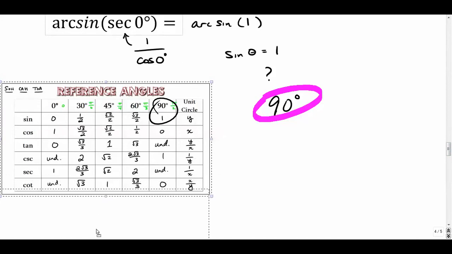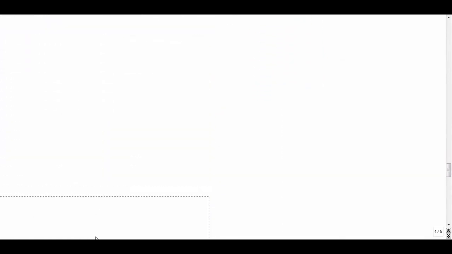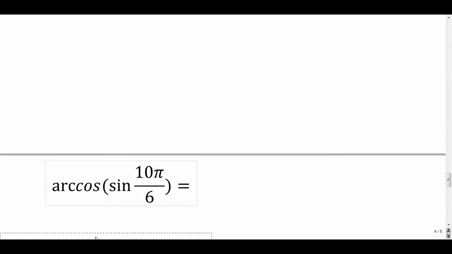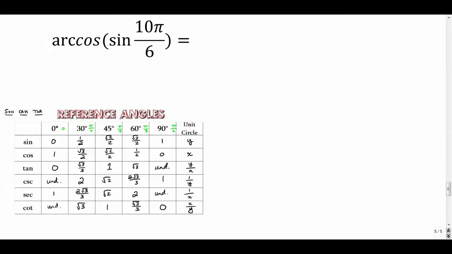Last one. And in this last one, we're back to radians, so my answer should be in radians. And let's see, I've got 10 pi over 6. Okay, so I might need to graph this thing. 10 pi over 6, if I remember.